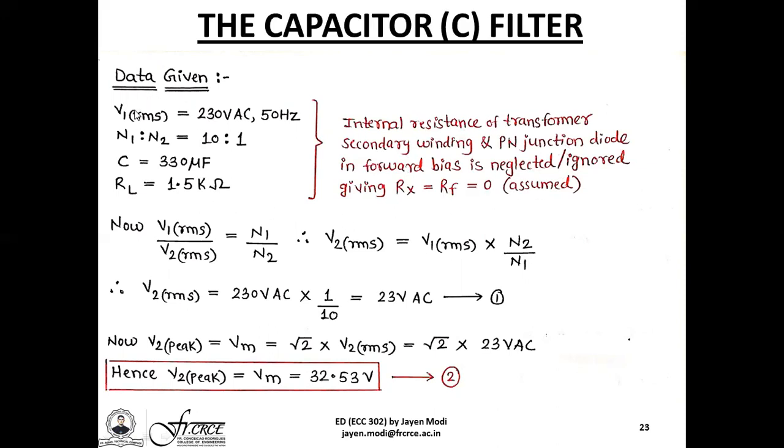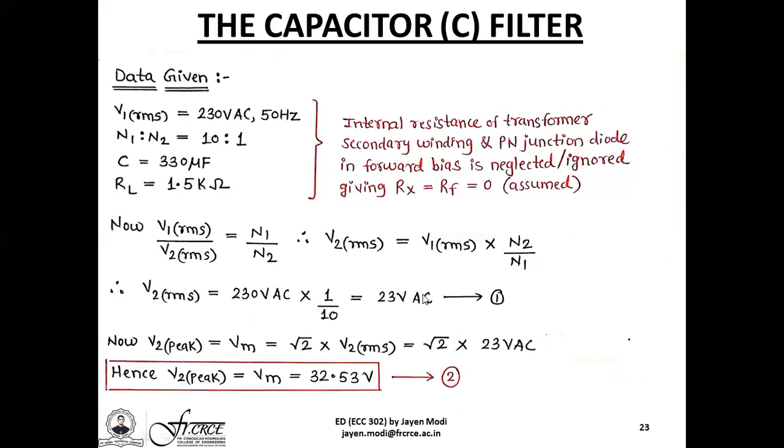Once you have all the data given, it becomes very easy to calculate the secondary RMS voltage from the transformation ratio V1 upon V2 is equal to N1 by N2. So this gives you V2 RMS is equal to 23 volts AC. Always show one single step working, because the examiner needs to understand how the final value has come.